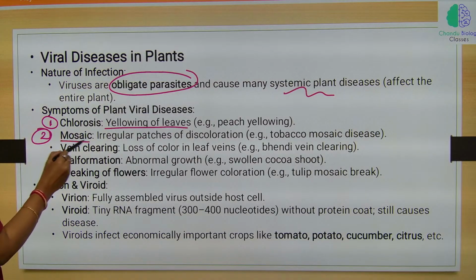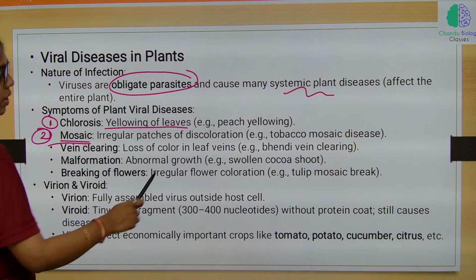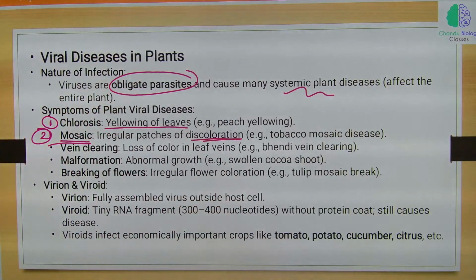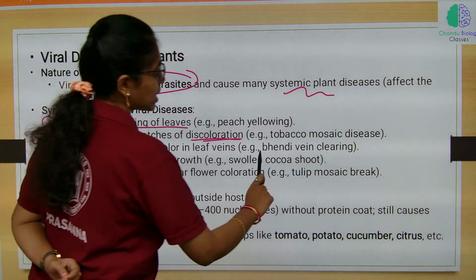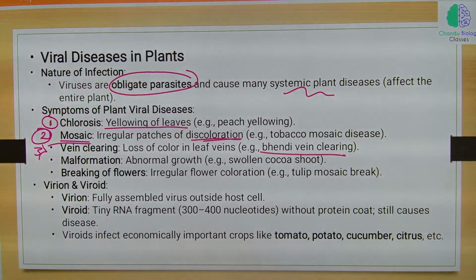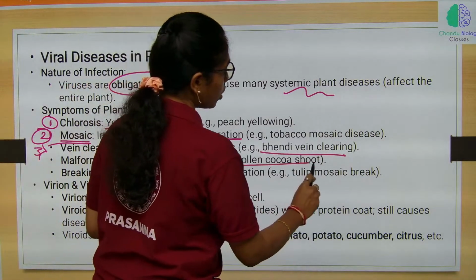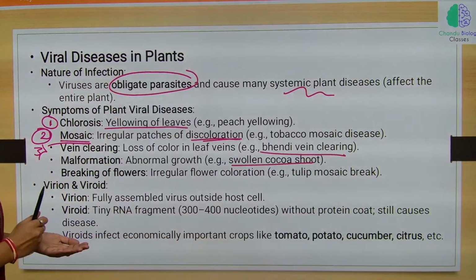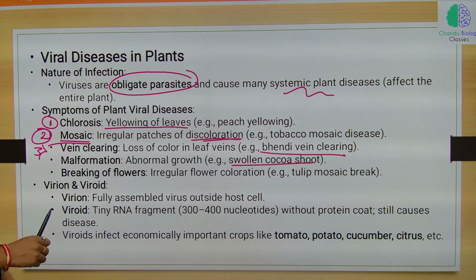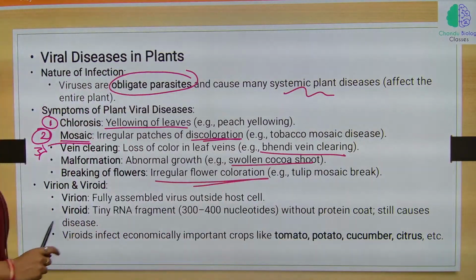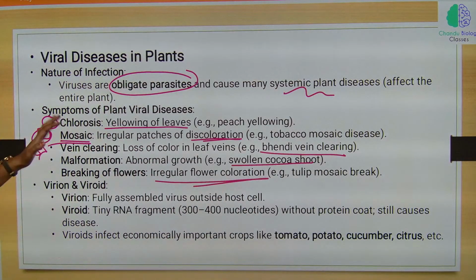Second is mosaic, that is irregular patches of discoloration, for example tobacco mosaic disease. Third is vein clearing, that is loss of color in the leaf veins, for example bhendi vein clearing. And then malformation, that is stunted or abnormal growth of the plant. The best example is swollen shoot of cocoa. And then breaking of the flowers, that is irregular flower coloration, for example tulip mosaic break. Okay. So, these are the symptoms of plant viral diseases.